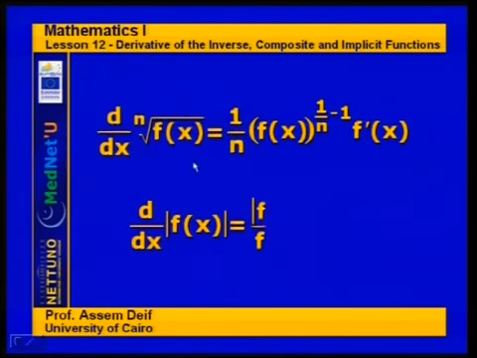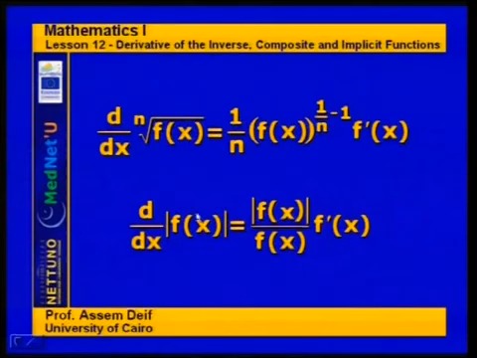Same thing, suppose you have the n-th root of f of x, that is f of x to the power 1 over n. Same thing. Suppose you have the modulus of f of x. You can put f of x equal to u, so you get the derivative of modulus u with respect to u, which we saw in our last lecture, is equal to mod u over u. In other words, mod f of x over f of x, times the derivative of f, which is f dash of x. So in fact, the chain rule allows you to manipulate the derivatives of many functions.